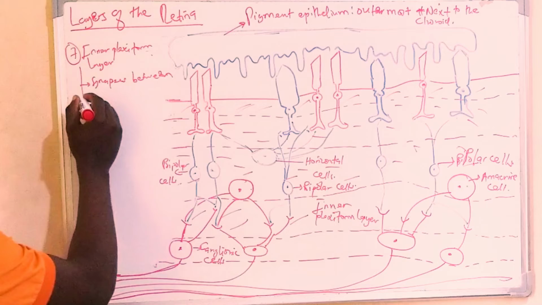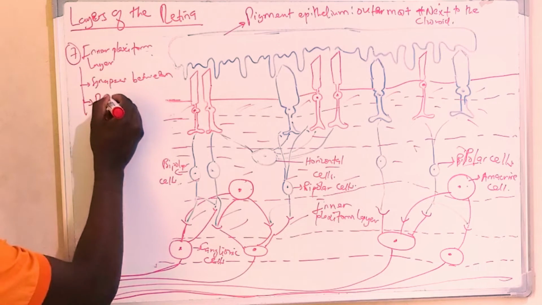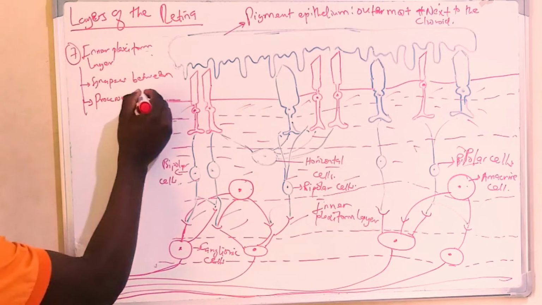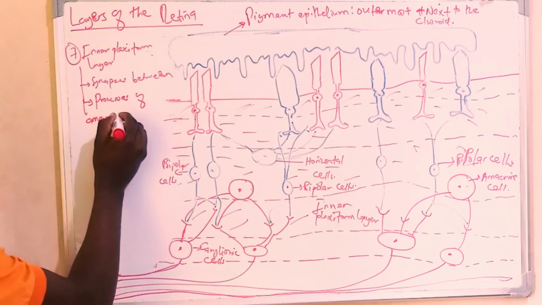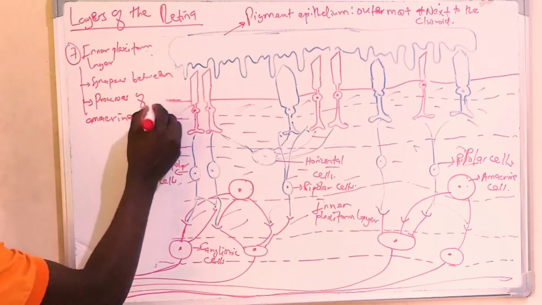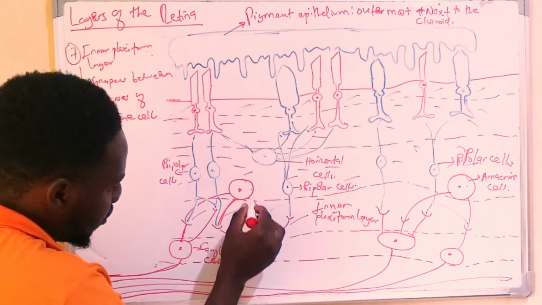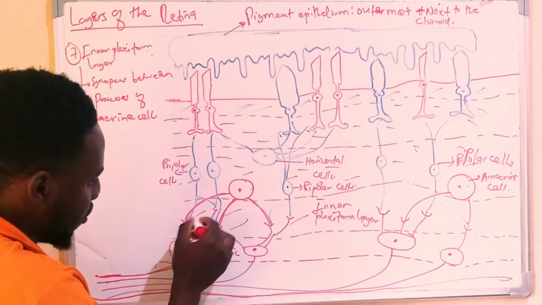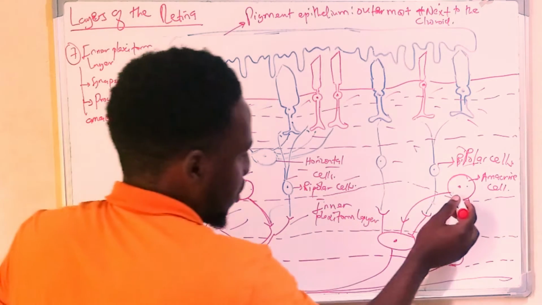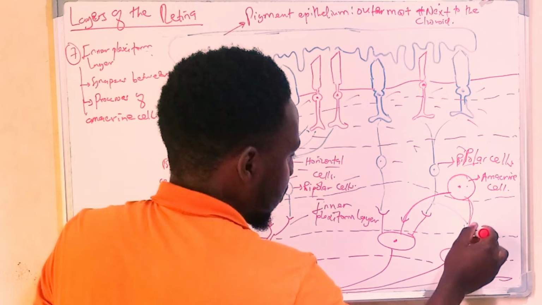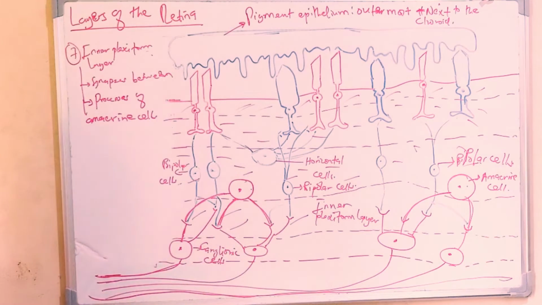as well as processes of amacrine cells. You can see the processes here of the amacrine cells synapsing on the ganglionic cells as well. Even here, processes of the amacrine cells synapsing on the ganglionic cells there. That's what we're going to find in the inner plexiform layer.